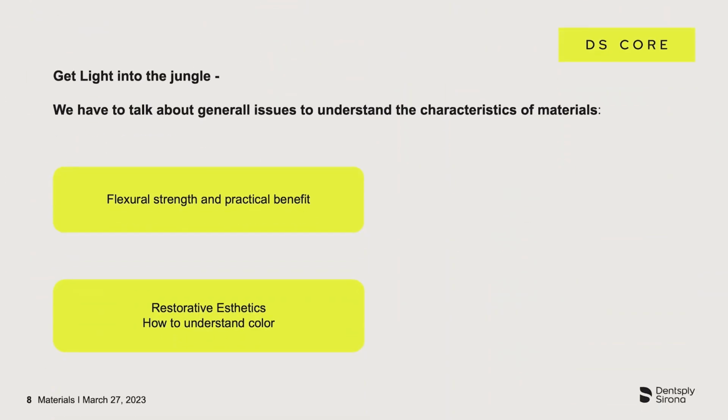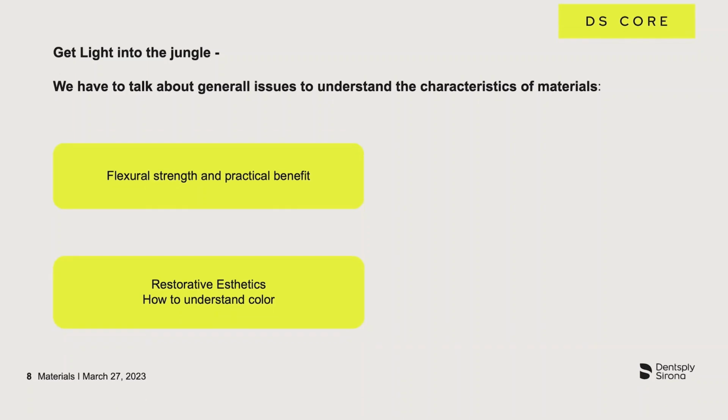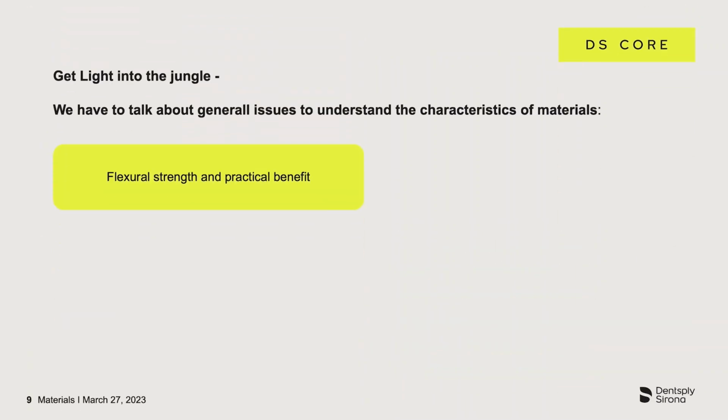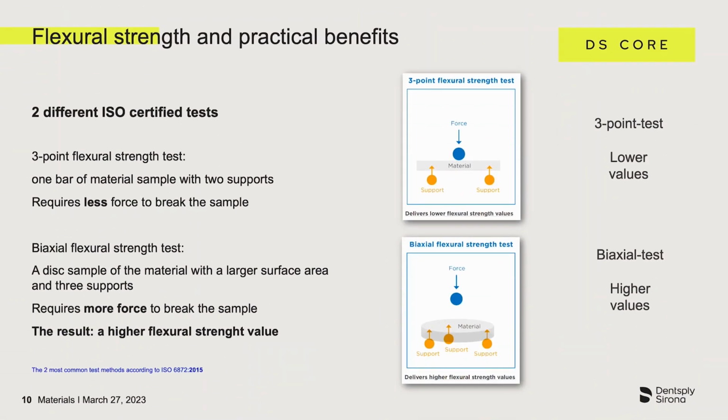Finally, we need to talk about a few general properties of the materials in order to classify them practically. On the one hand, we have the flexural strength and the practical advantages of that, and on the other hand, of course, we have the aesthetics, which is also crucial for us. First, let's look at the flexural strength and its practical impact. There are two different ISO certified tests with which the flexural strength can be determined. On the one hand, there is the 3-point flexural strength test.